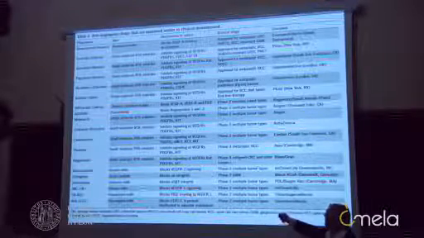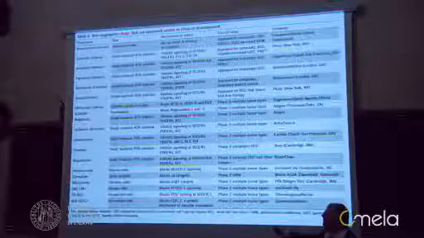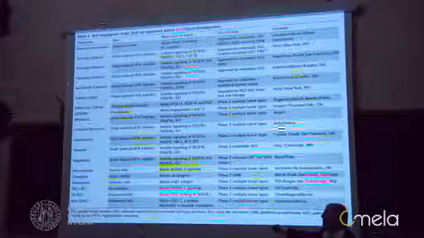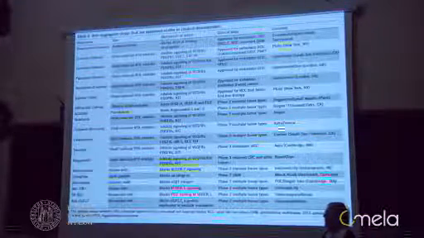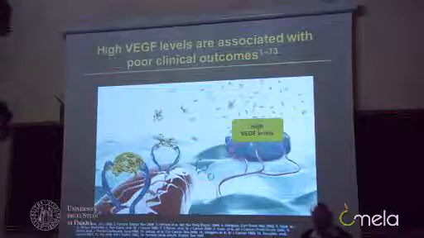But besides bevacizumab, which was approved in 2004, there is a series of kinase inhibitors, like you're probably familiar with sunitinib, sorafenib, axitinib, and many others. And now there is a series of other molecules, most of which target the VEGF pathway, but not all of them. So time will tell how well they will do.